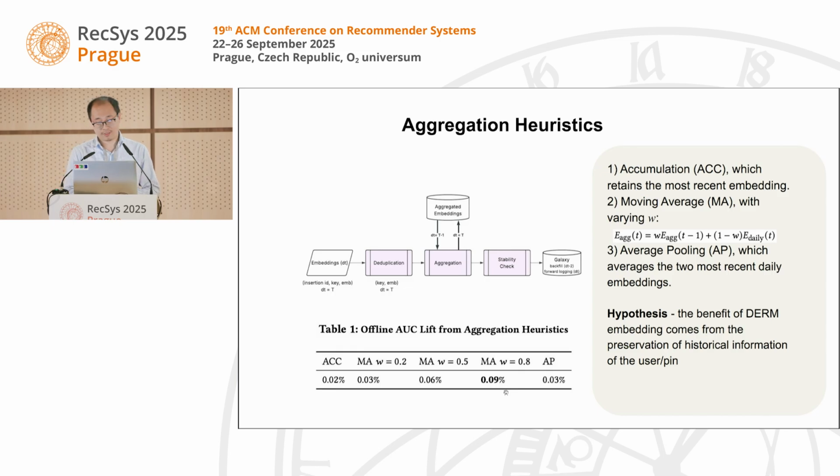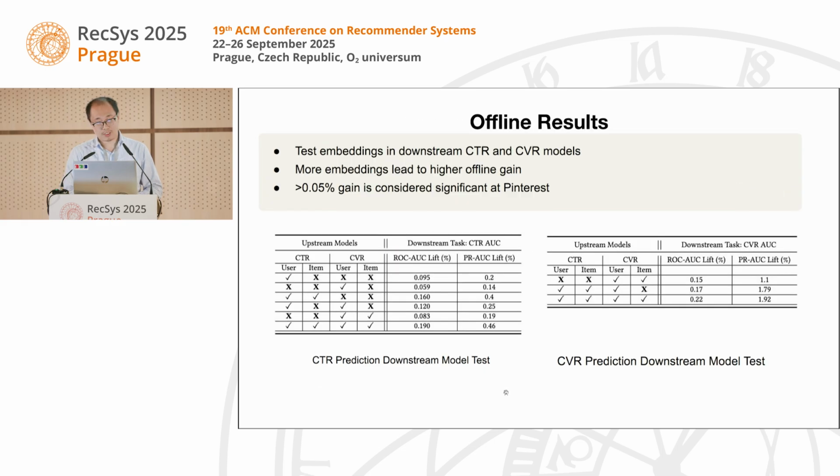We have a hypothesis that maybe our embedding helps the system mainly through the preservation of the historical information. Here are some offline results. We basically test the embedding trained from the CTR and CVR model, and then apply them to the same two downstream models. As you can see here, the more embeddings you add to the downstream models, the more lift in the offline you will have.